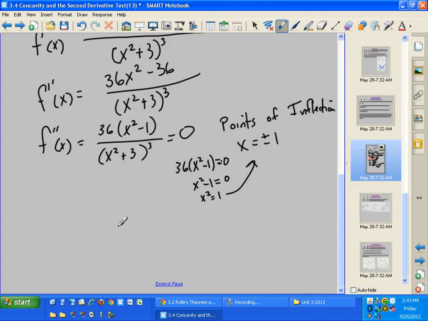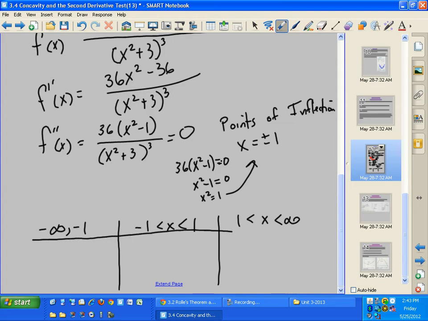So I'm going to go from negative infinity up to negative 1, and I'm going to go from negative 1 to positive 1, and then from positive 1 to positive infinity. And so then at this point, I just have to pick a value and plug it into f double prime. So this is my f double prime row, and if I plug in a good number less than negative 1, going toward negative infinity, it would be something like negative 2.